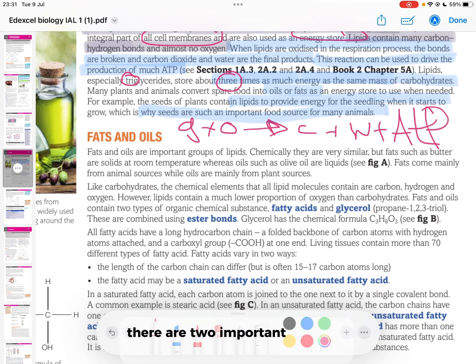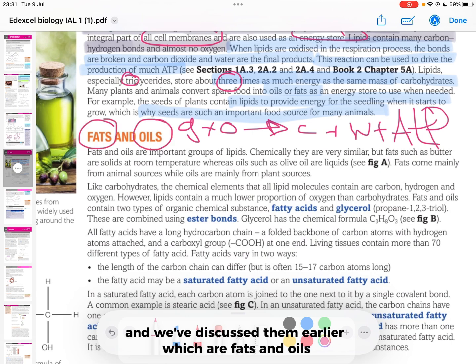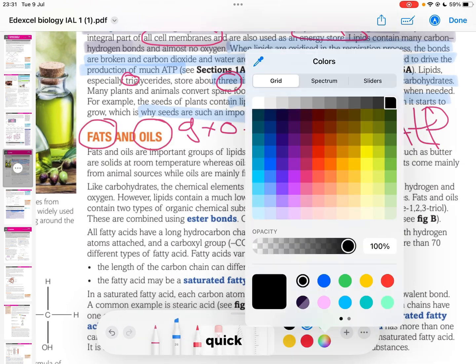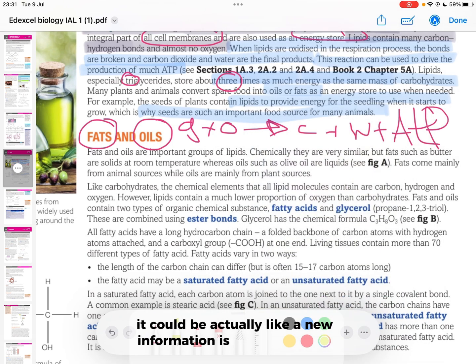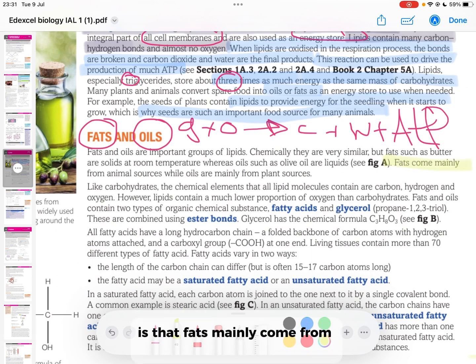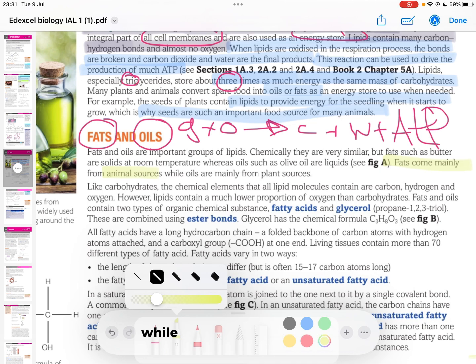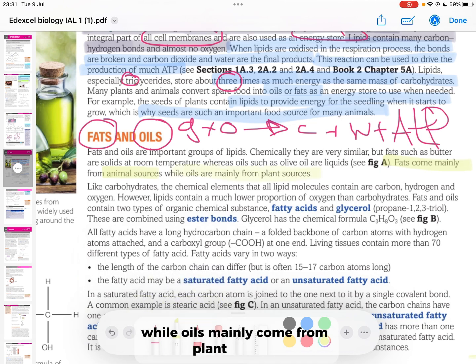There are 2 important types of lipids, right? And we've discussed them earlier, which are fats and oils. A quick piece of new information is that fats mainly come from animal sources, while oils mainly come from plant sources.